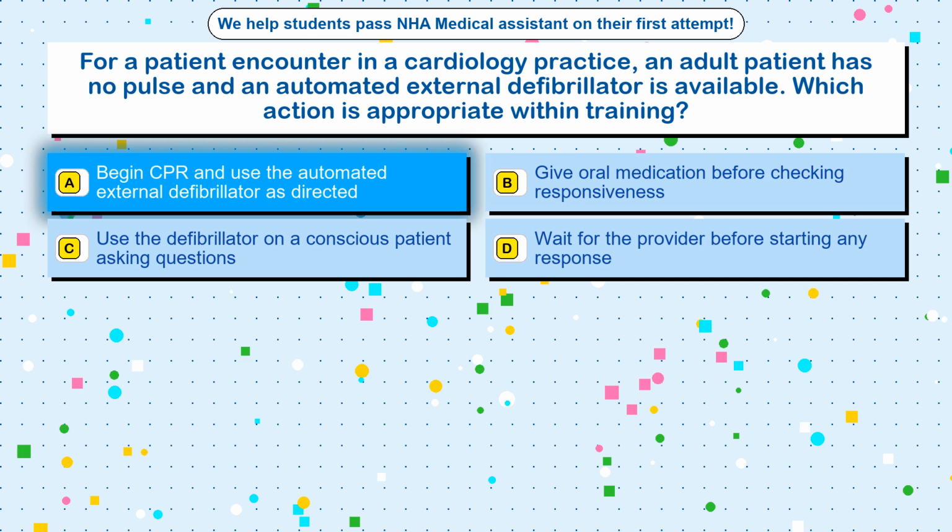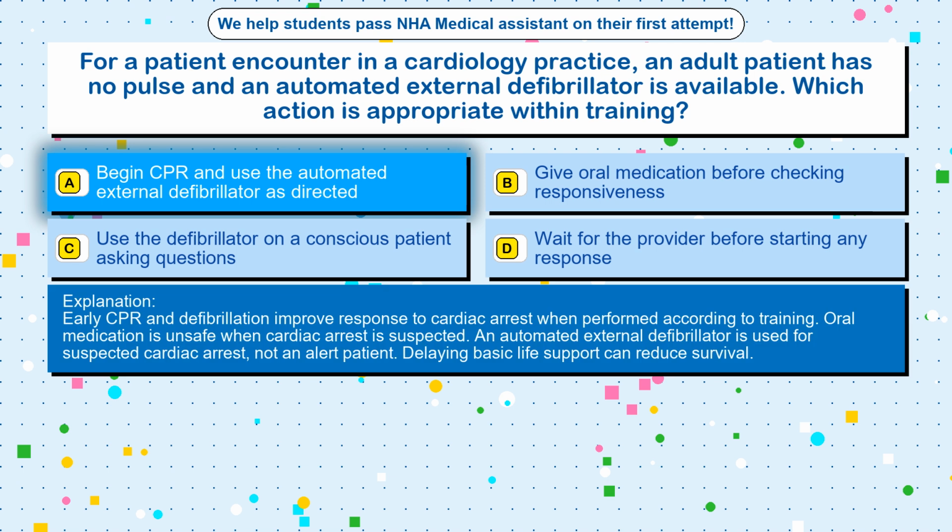The correct answer is option A, begin CPR and use the automated external defibrillator as directed. Early CPR and defibrillation improve response to cardiac arrest when performed according to training. Oral medication is unsafe when cardiac arrest is suspected. An automated external defibrillator is used for suspected cardiac arrest, not an alert patient. Delaying basic life support can reduce survival.